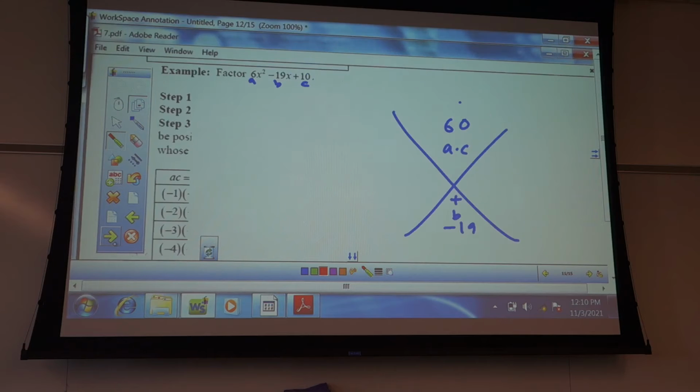Again, none of this is making sense. We're going to have to do it after class because we can't spend all day on that one. All right, moving on to this part here.